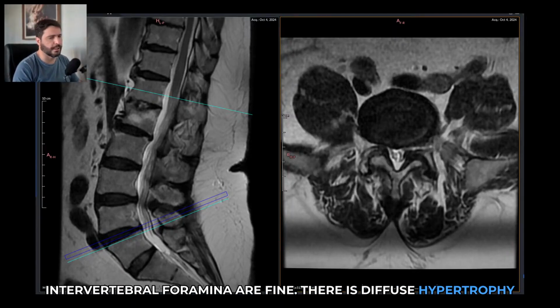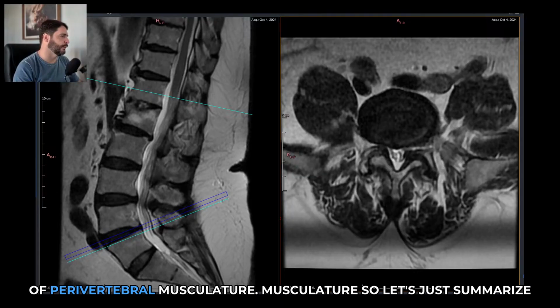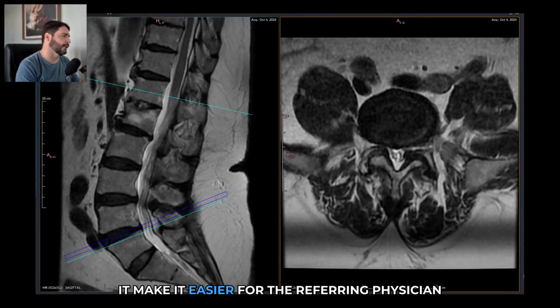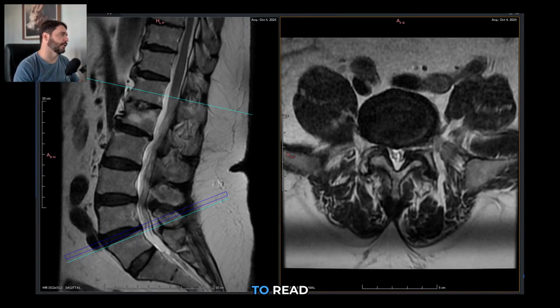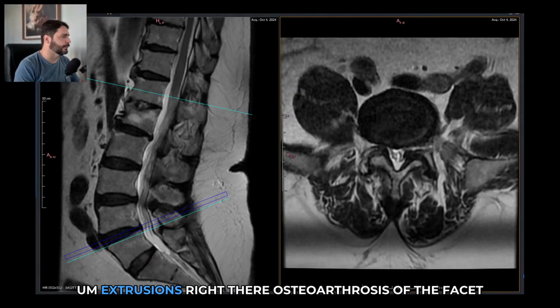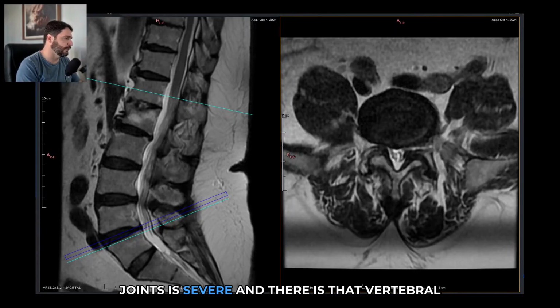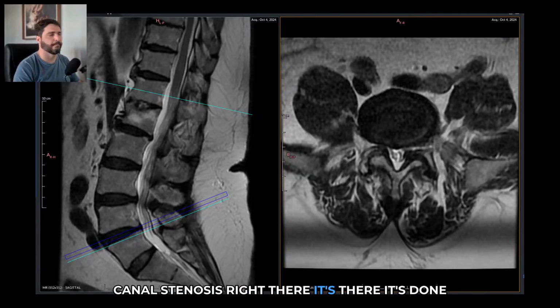There is diffuse hypertrophy of perivertebral musculature. So let's just summarize it to make it easier for the referring physician to read. Extrusions right there. Osteoarthrosis of the facet joints is severe, and there is that vertebral canal stenosis right there.